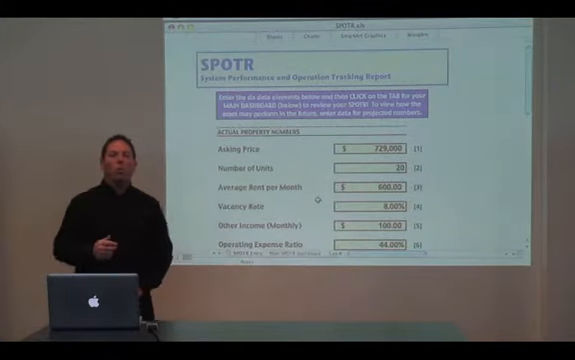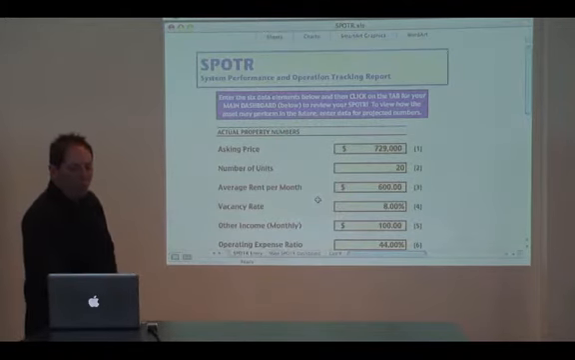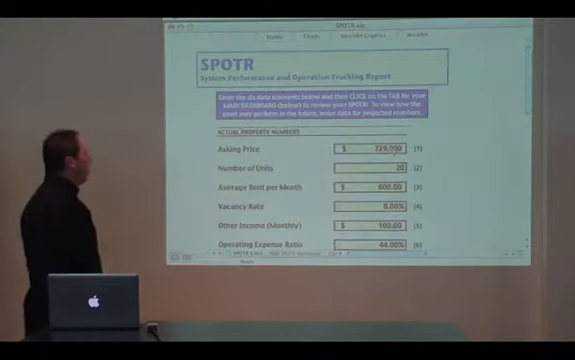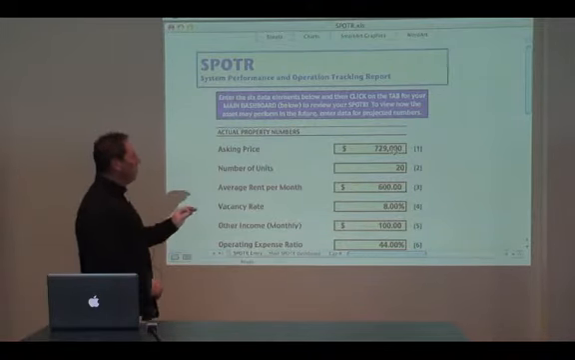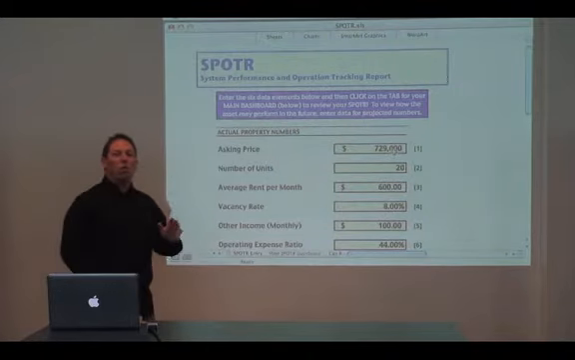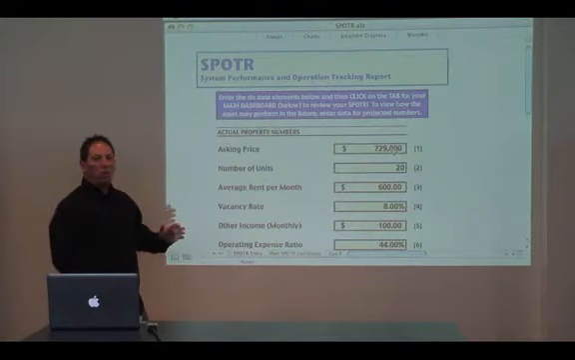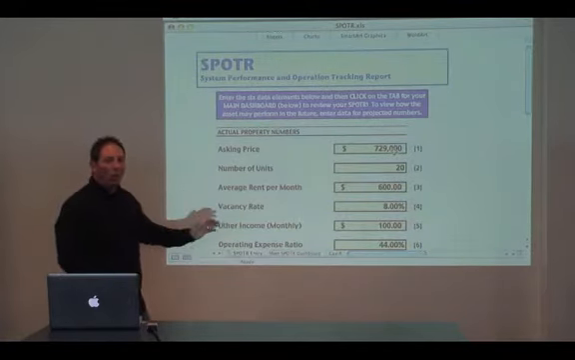So, let's say that we have a property with this information in it. If you notice on the Spotter, there are 6 blanks on here, 6 spaces that are shaded. They're numbered 1 to 6. And so all you do is enter the information on here in your spreadsheet. It's easy. You can just tab to each one. You can't enter data anywhere else.